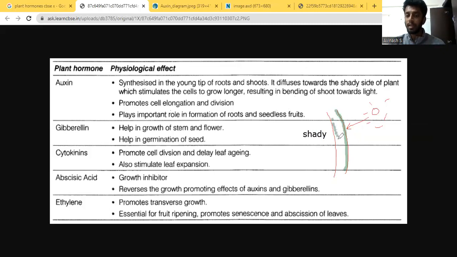So auxin is actually secreted in all these regions. Wherever you have the shady side, that is where auxin gets secreted. So eventually this part will elongate. The auxin will help in the growth of this part, and eventually this will elongate and become like this. So there will be an increase in the extension, an increase in the length.